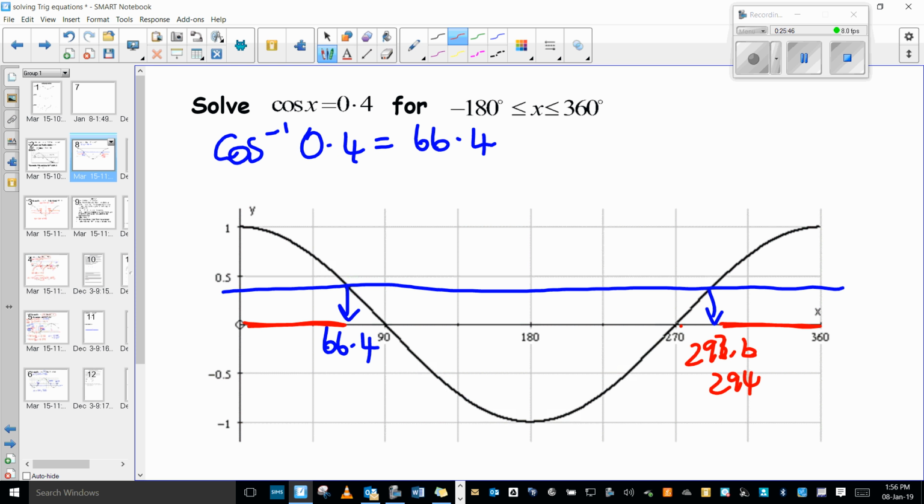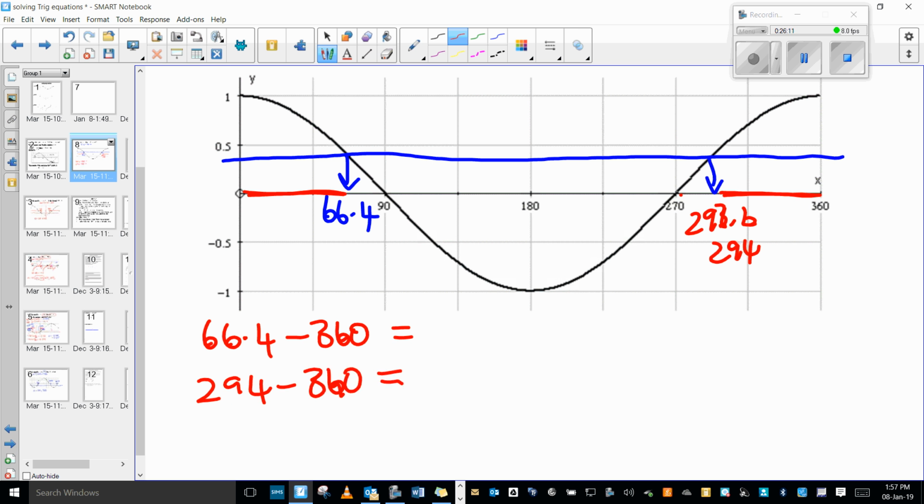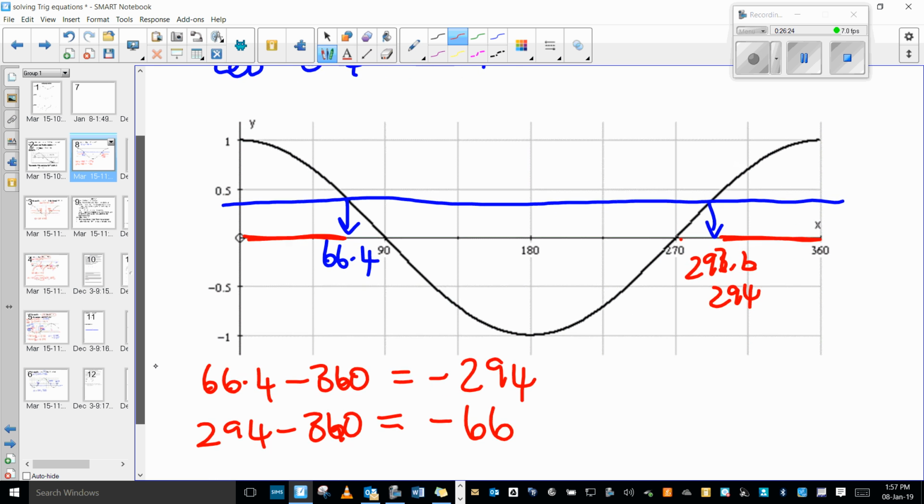So the period for the tan is 180. The period for the cos and sine is 360. So, as she said, subtract 360 from these. We're going to do 66.4 subtract 360, and 293.6 subtract 360. What do we get for those? Negative 293.6 and negative 66.4. Okay, are either of these two in our range?